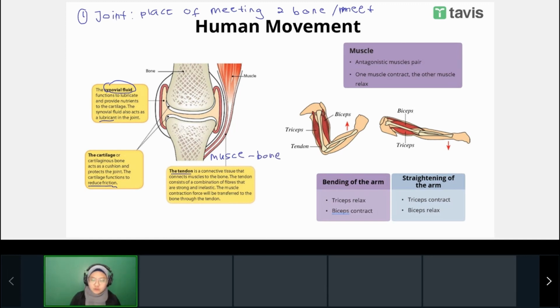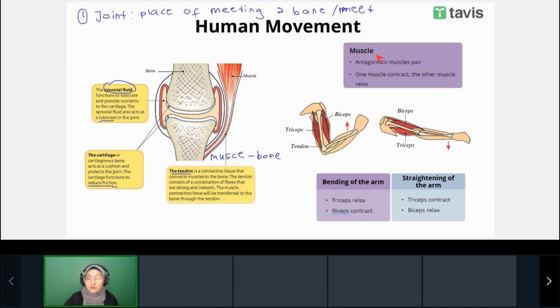So when we talk about joints, please remember that it is a place of meeting of two or more bones. And at our joint, we do have cartilage. Cartilage reduces the friction for our bones. And then we have synovial fluid that acts as a lubricant for our joint. And the tendon is the attachment for the muscle and the bone. Okay, now let's do some activities.